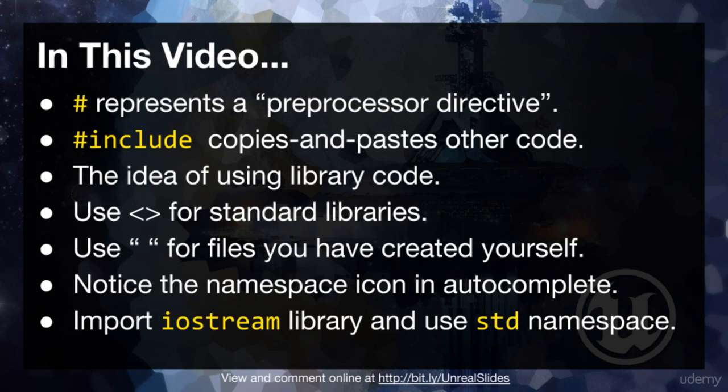So as a recap, we've talked about the fact that hash itself represents a preprocessor directive. It tells the compiler to do something before it even starts compiling the code. We've used hash include, which copies and pastes other code into the top of our file, but we don't see it happen. We talked about the idea of using library code. We've used iostream because it's full of useful stuff for input and output streaming, funnily enough. We've used chevrons or angular braces for standard libraries, and you would use quotes for files you created yourself. We've noticed the namespace icon in the autocomplete with std there. We've done a few things with cout as well, actually, which I haven't put on this list. And then we've imported the iostream library, and we've used the std namespace.